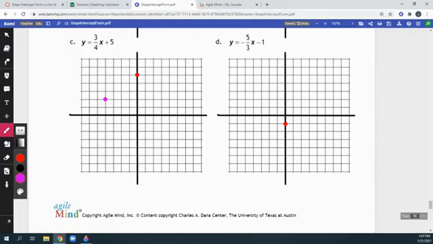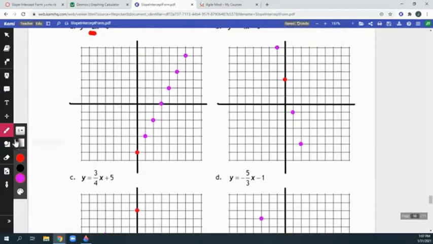Okay, this one goes down 5 and over 3. It has a negative. So down 5, 1, 2, 3, 4, 5, and over 3. Over 3 and up 5. Because I'm going backwards, it's okay to do that. All right, so now I just have to put in my graph lines, and I'm done.